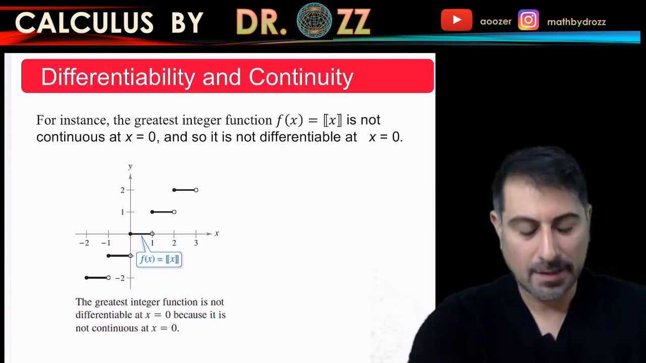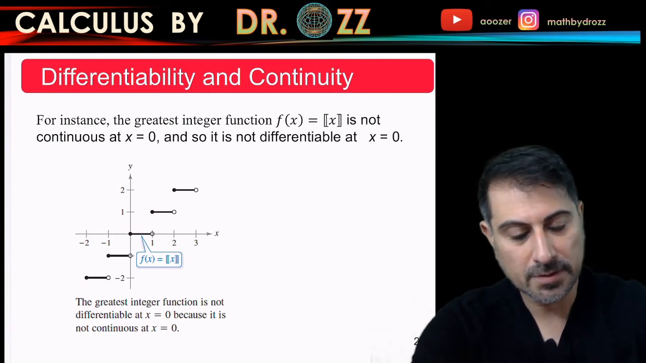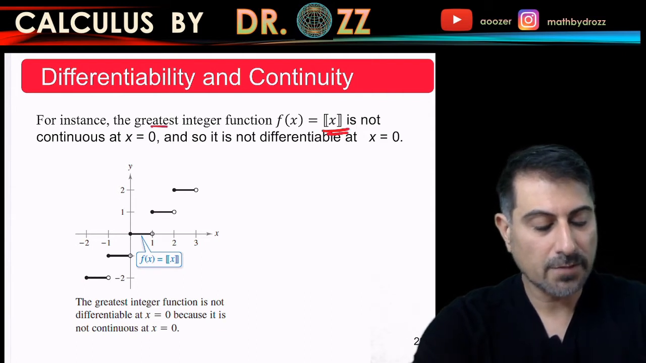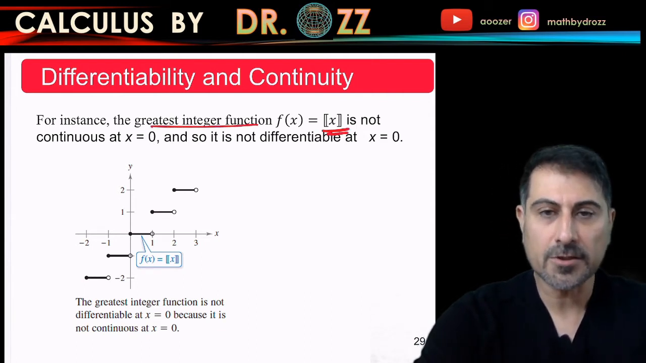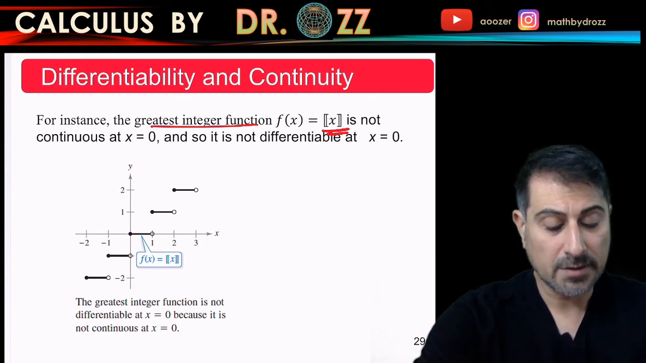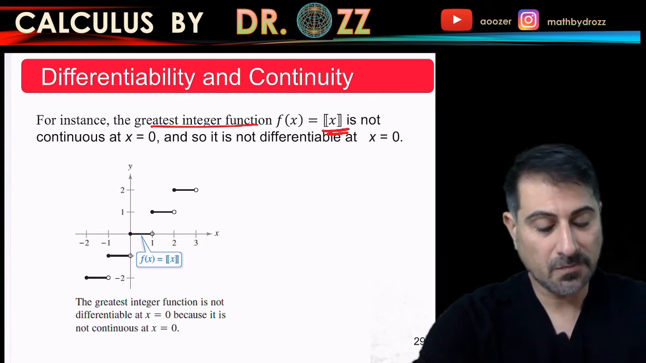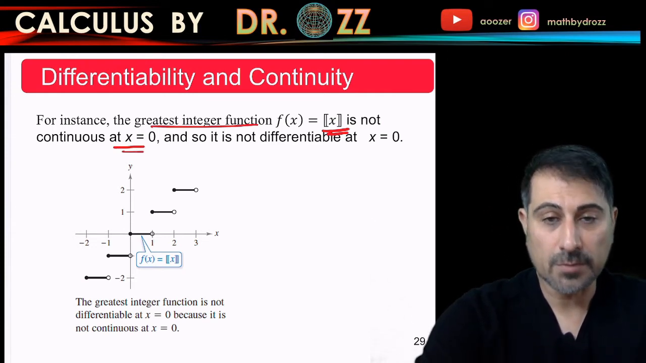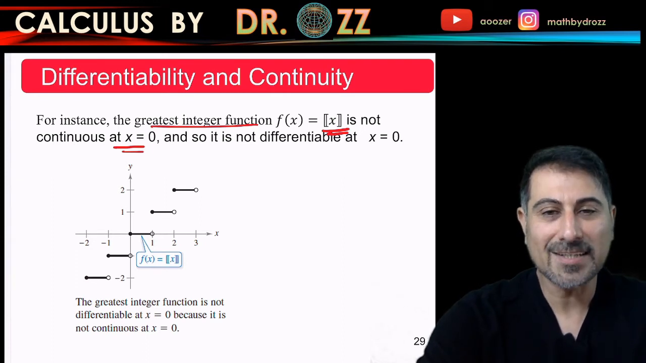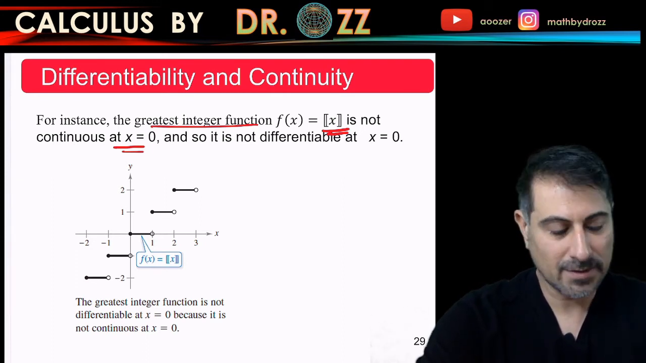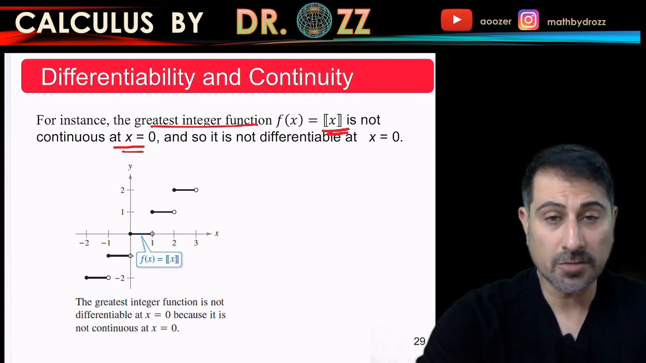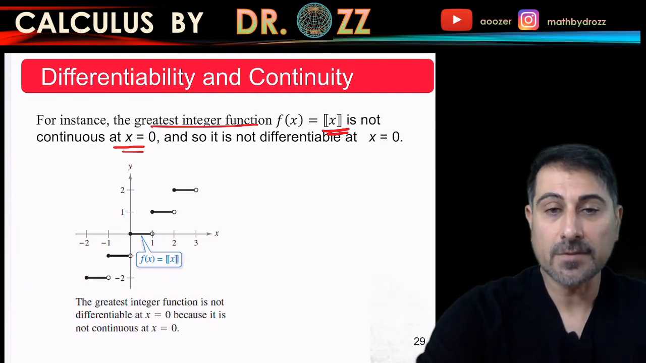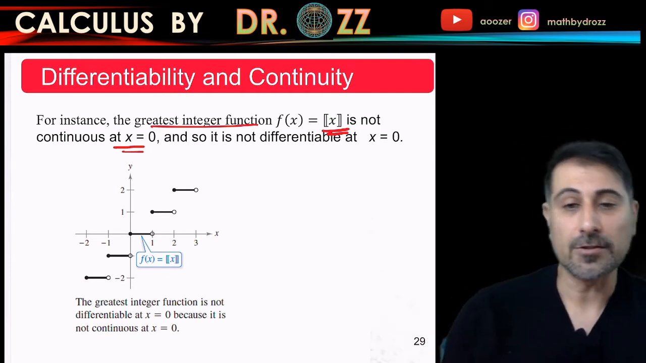Here's an example that we worked on in chapter 2. This function is called the greatest integer function. It's like a floor function. It is not continuous at the integer values, and specifically at x equals 0. If you use the limit definition of the derivative of this function at 0, you will see that this limit does not exist. You can check the limit at other integer values too, and you will see that this greatest integer function is not differentiable at the integer values.